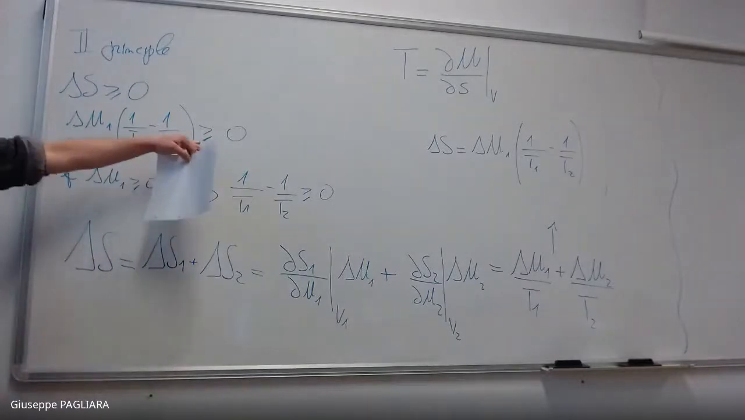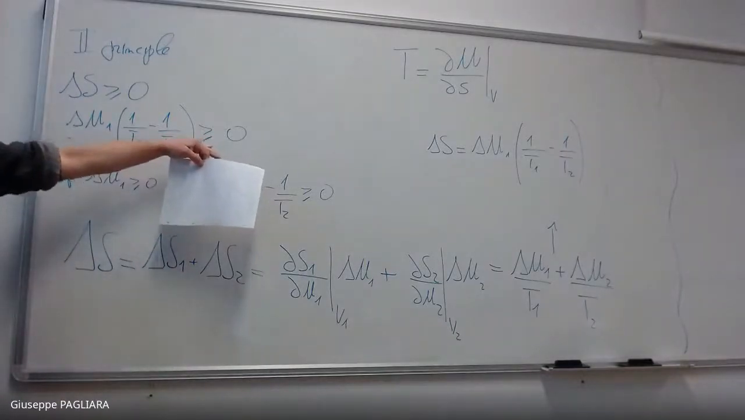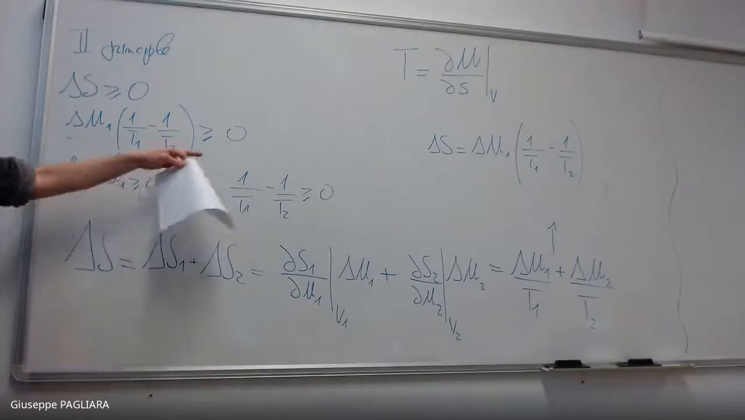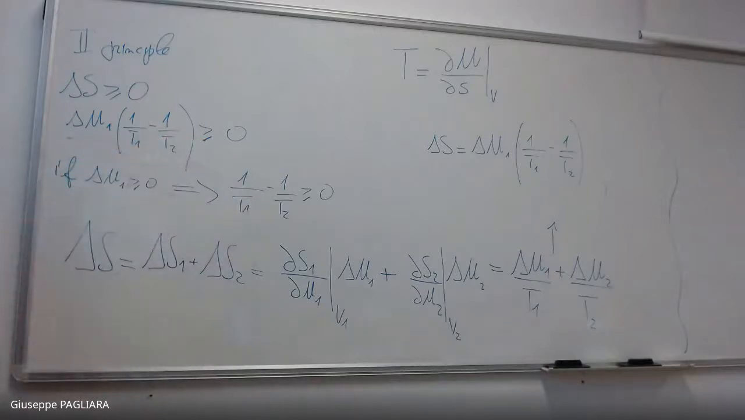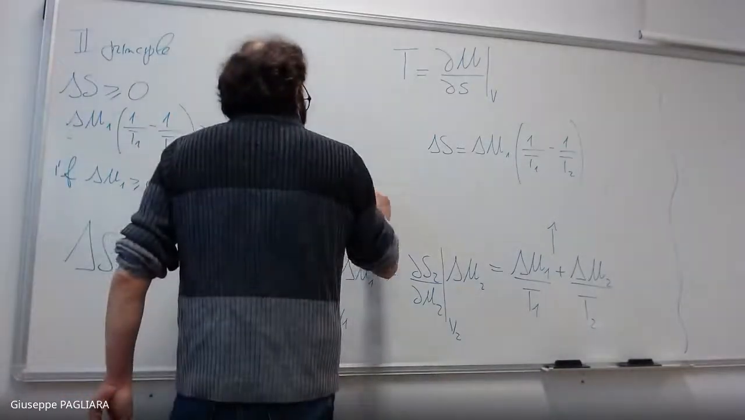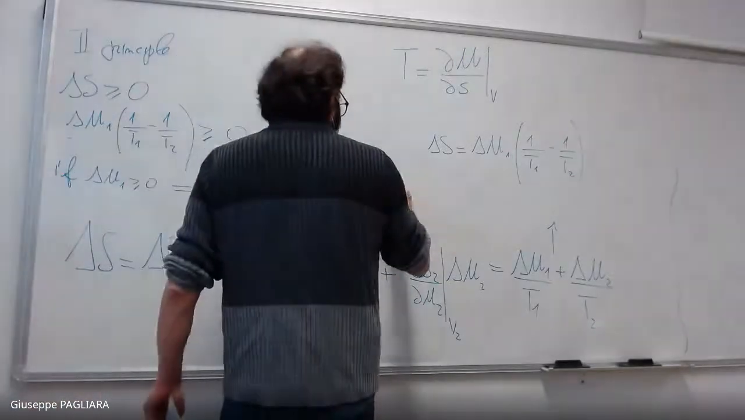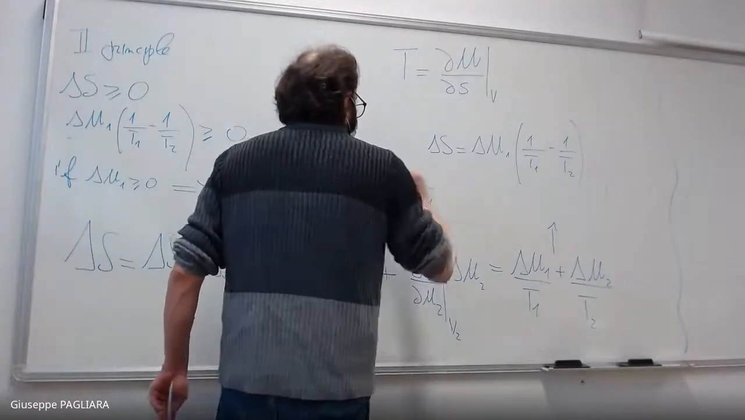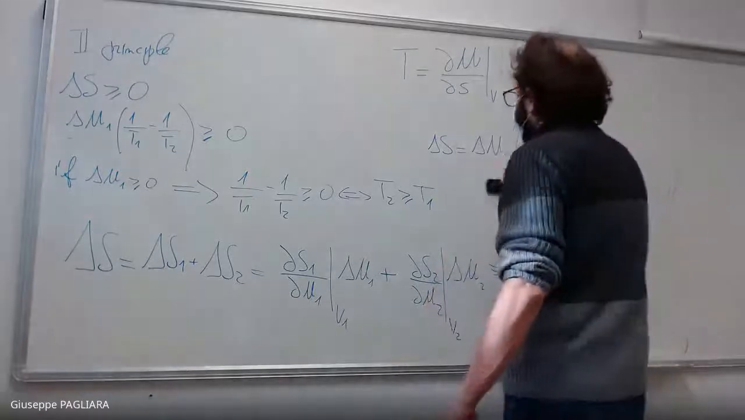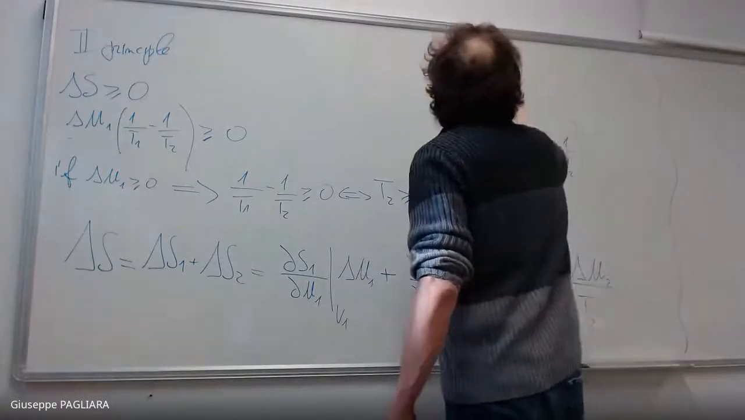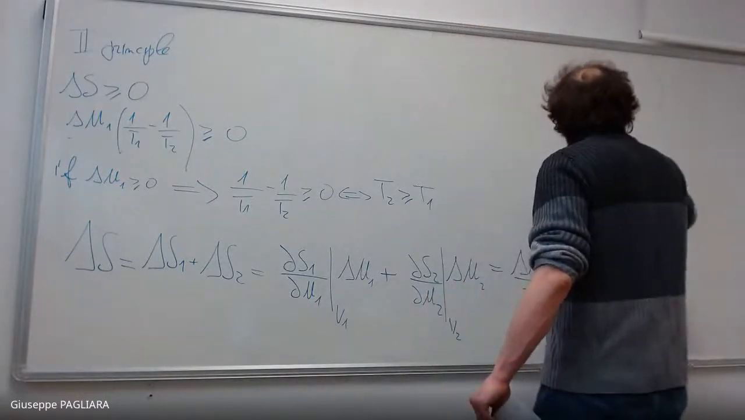If I need to have this larger than 0, this relation means that T2 must be larger than T1. Okay? So now what is the result that I'm getting?